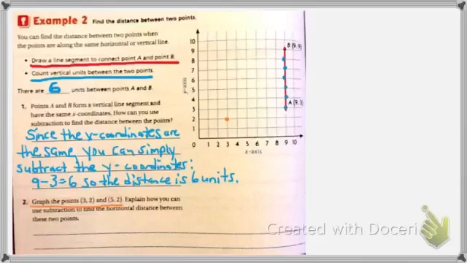Next I have coordinate (5, 2), so go back to the 0. With your finger, move on the x-axis to the right 5 places. 1, 2, 3, 4, 5. Now move up 2 places, 1, 2, and there we go.